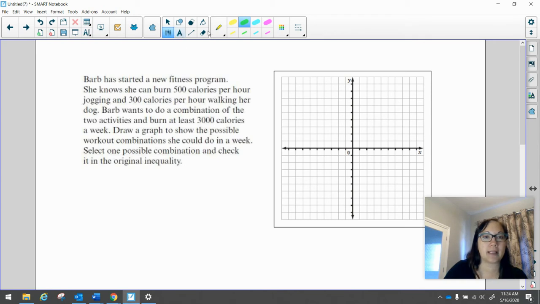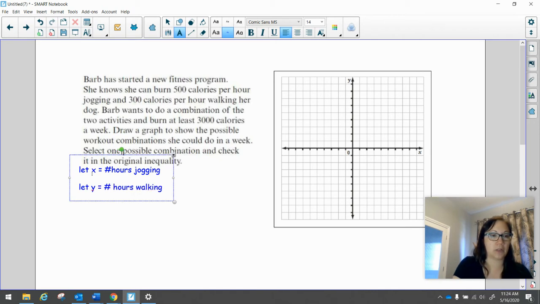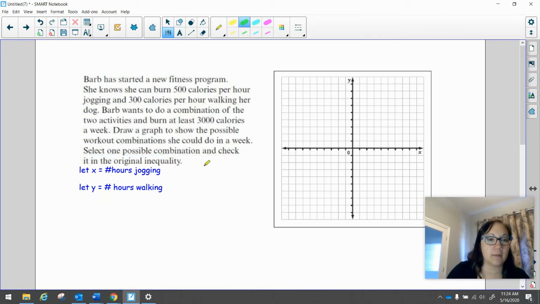Okay, so we're going to start by assigning our X and Y values here. We're going to let X equal the number of hours jogging, and we're going to let Y equal the number of hours walking. So those are our 2 variables. And we'll come up with an equation here of how many calories she'd be burning.